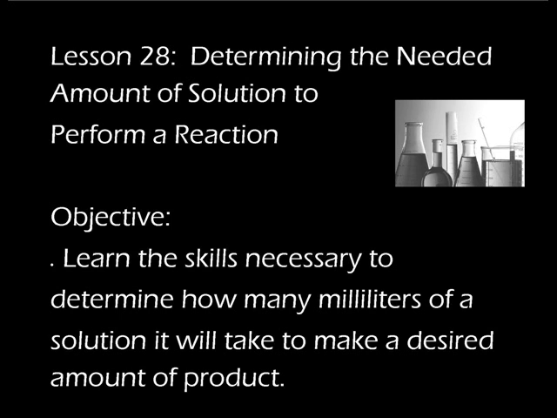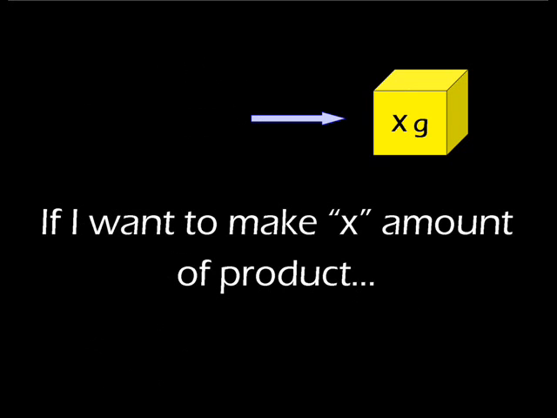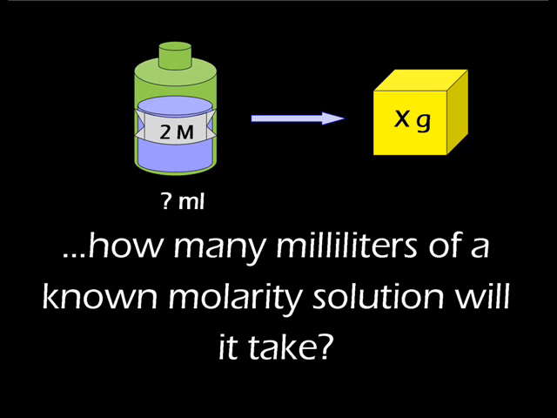In this lesson, you will learn how to determine the amount of known molarity solution necessary in order to produce a desired amount of product. This procedure is very similar to determining the amount of reactant necessary to produce a desired amount of product that we did in Lesson 25. However, in this case, instead of determining the amount of dry reactant needed, you will be asked how many milliliters of known molarity solution it will take to make the desired amount of product. Let's begin by looking at an example.